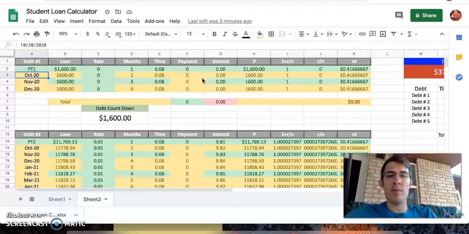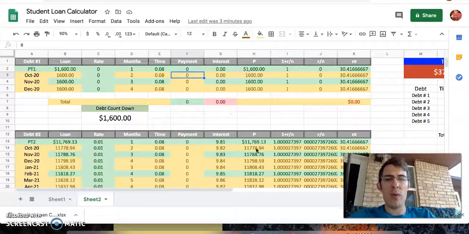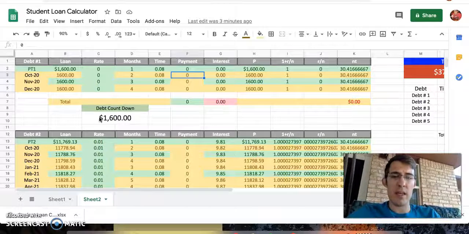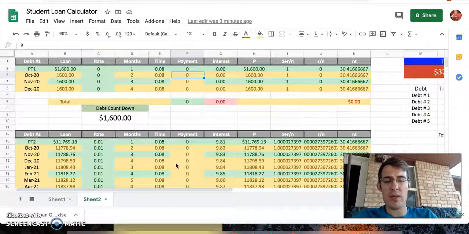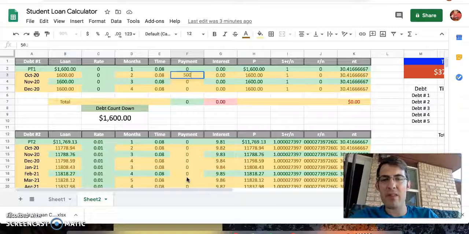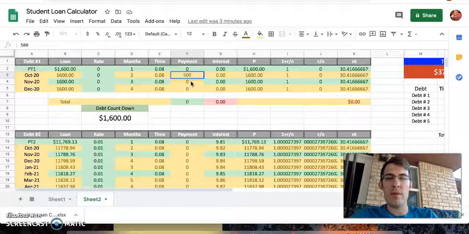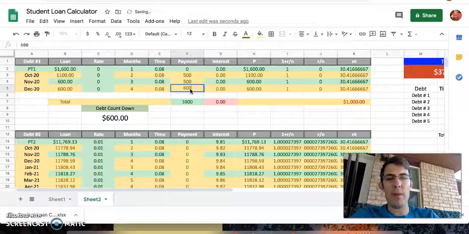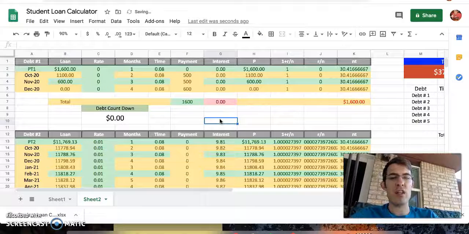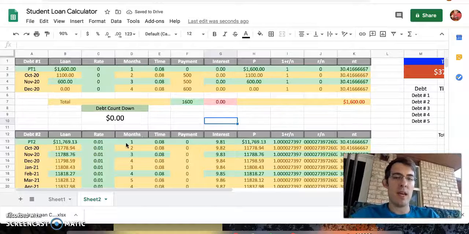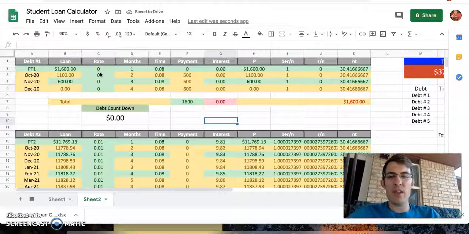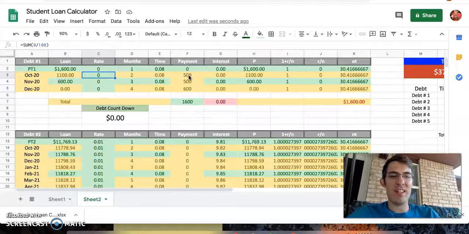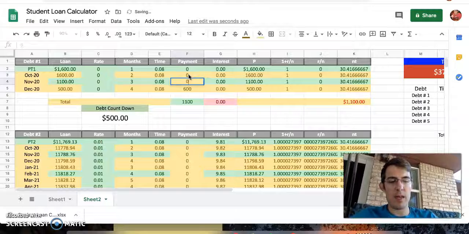It's starting October, and so once I make a payment, so you can see the debt calculator right here, I still owe $1,600. So if I pay $500 in October, $500 in November, and then in December I pay that final $600, the debt goes down. Fortunately, there's no interest on here, so the interest rate is 0, so I just have to pay back what I need to pay back.